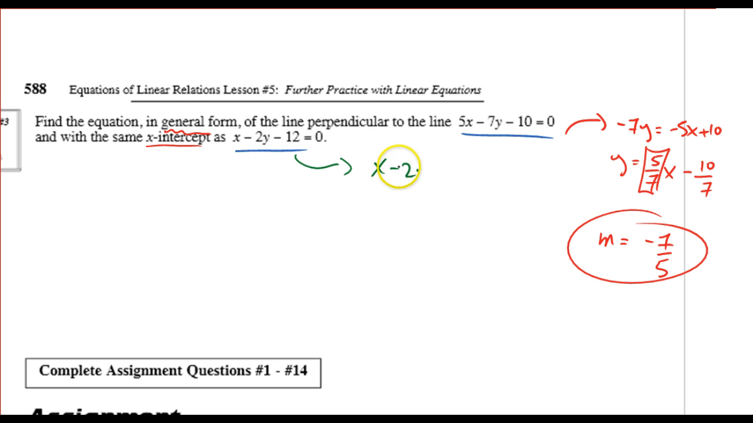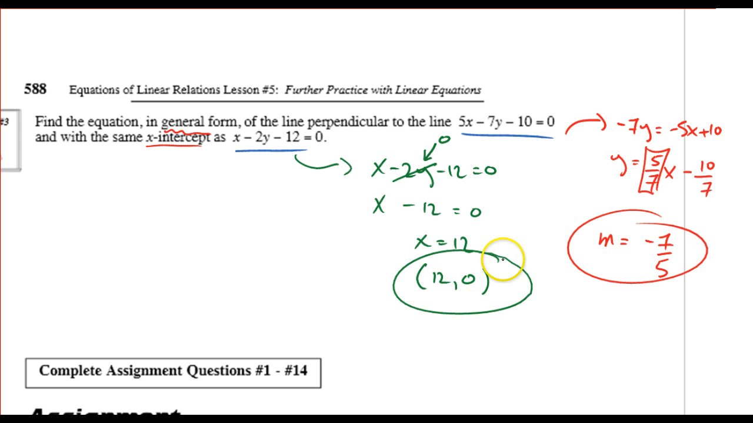So if I have x minus 2y minus 12 equals 0, I'm going to substitute a 0 in there to get my x-intercept, and that is because the coordinates of the x-intercept are going to be some value of x, comma 0. So x, that just disappears, minus 12 equals 0, x equals 12. So the point I'm looking for, the x-intercept, is going to be 12 comma 0.